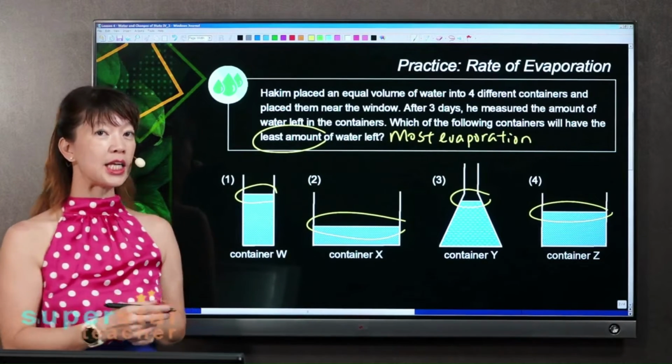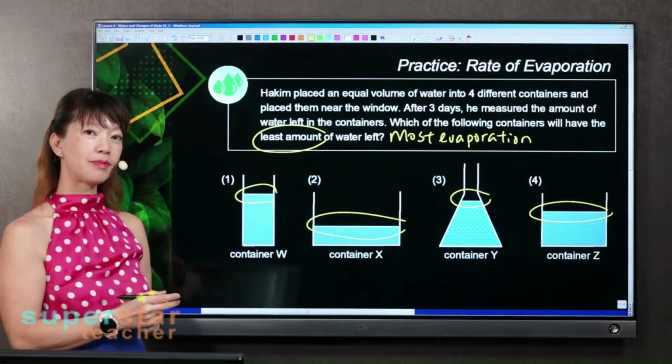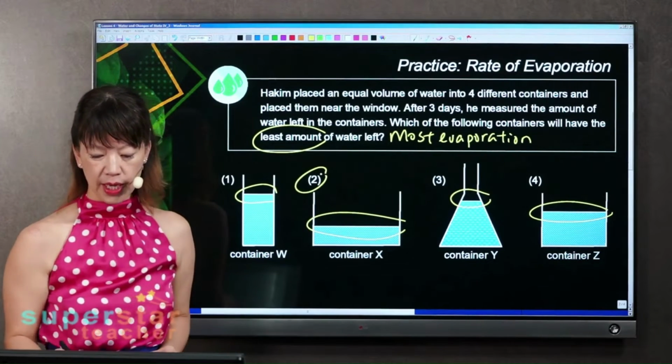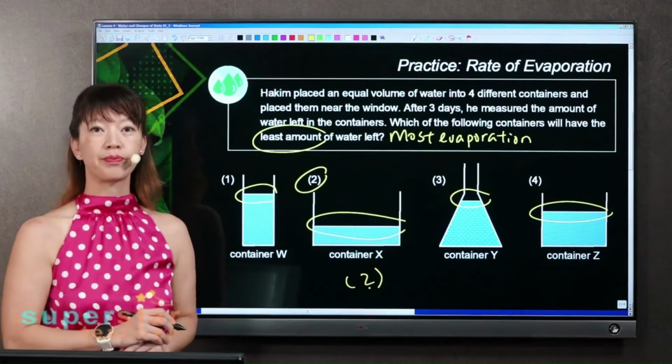Which container has the largest exposed surface area? Okay, it's container number 2. You're right. Okay, so the answer is 2.